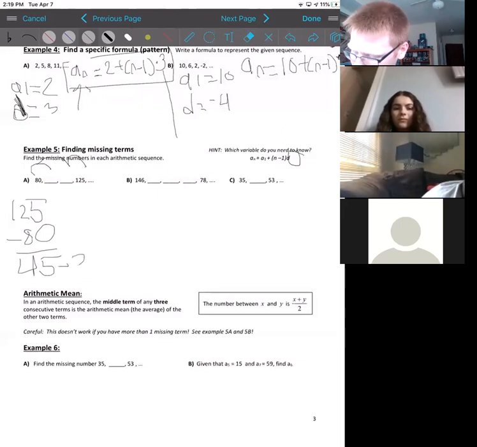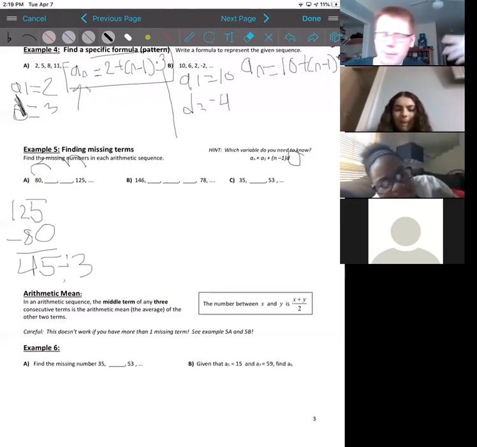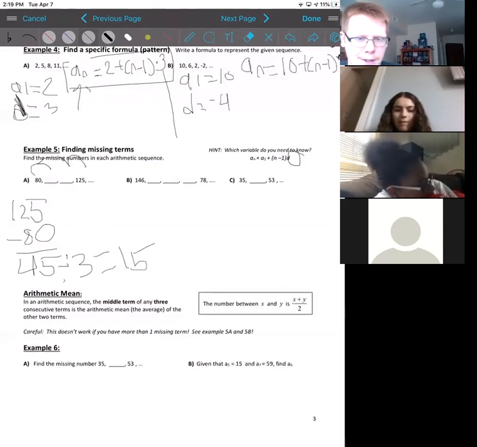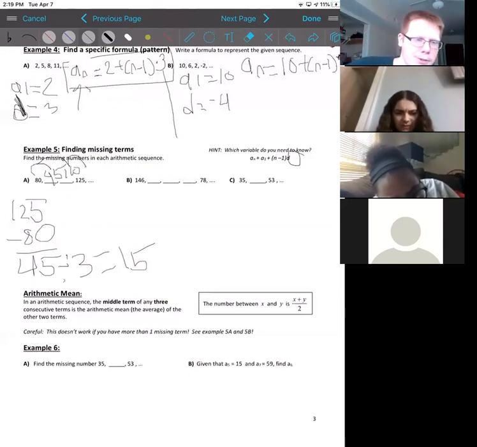And they have to be by the same if it's arithmetic. So it's either going up by 10 each time or it's going down by 10 each time or whatever the difference is. But our common difference would be 15. So we would just go up by 15. So this would be 95 and this would be 110. And then you would see it holds true. It goes up to 125.